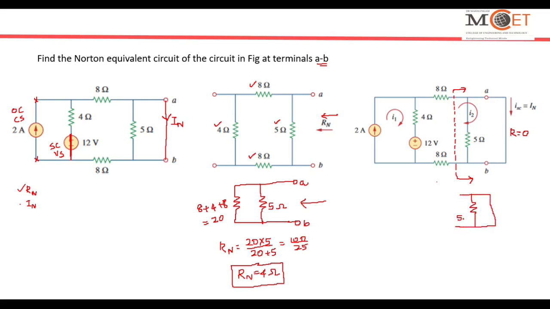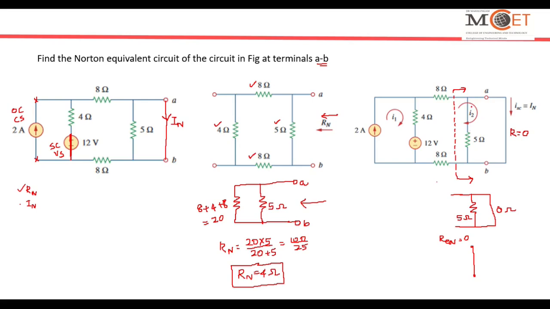So this is 5 ohm and this resistance is having 0 ohms here. So it is shorted. So when I calculate the equivalent resistance here, 5 into 0 is 0 by 5 plus 0 is 0. So the equivalent resistance is again 0. Once the equivalent resistance is 0, it is going to be a direct short.